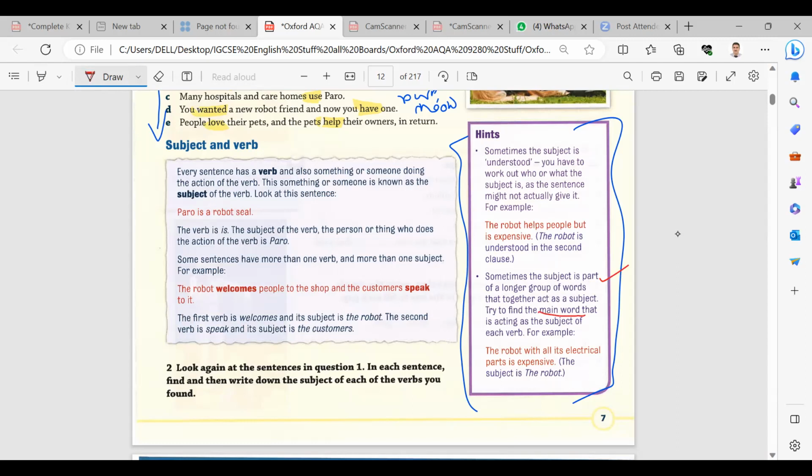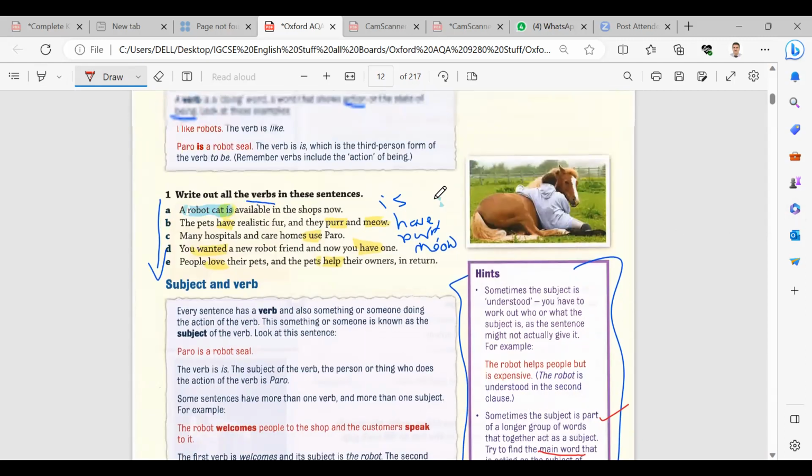For example, "The robot with all its electrical parts is expensive." The subject is the robot. So as you see, the subject includes a long list of words: the robot with all its electrical parts. All of that is the subject. But what is the main word? The robot. Clear? Now, please, define the subjects of these verbs. You have half a minute. Start, please.